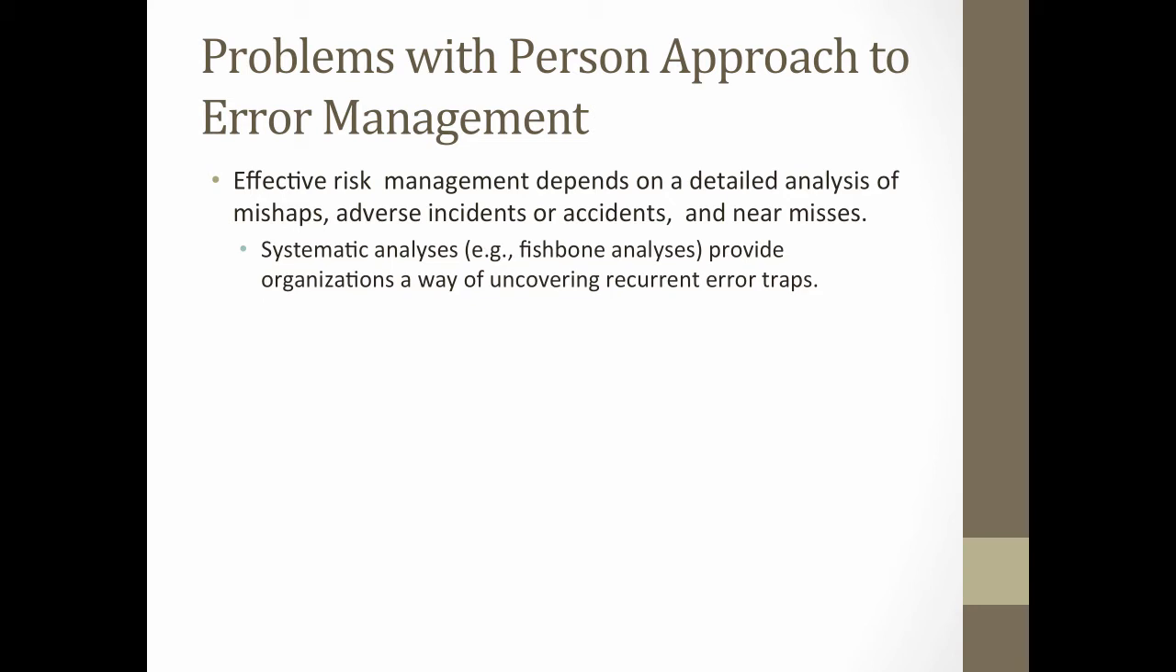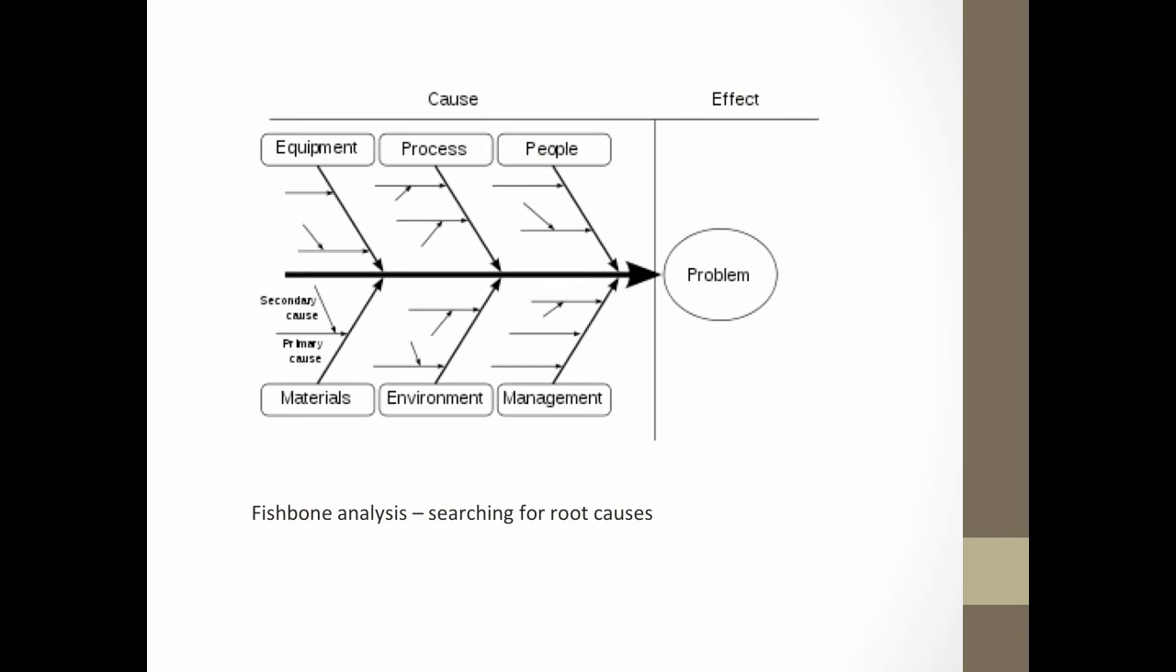More recently, systematic analyses have been devised to try to provide organizations with a way of uncovering where the recurrent error traps are, what is leading to all these near misses, which eventually turn into minor and major incidents. Some of you may be familiar with fishbone analyses. They're looking for root causes of problems or accidents in organizations. Here's a generic fishbone analysis where you define a problem, an accident or adverse event, as the effect. What are the causes of that effect?